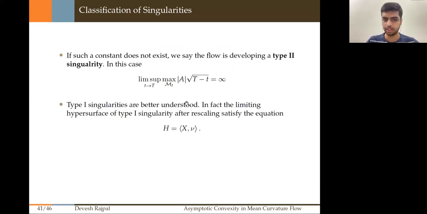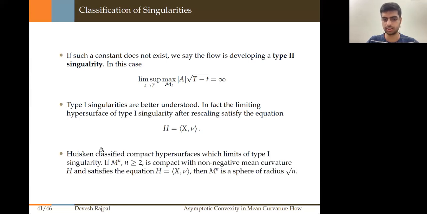Now, type 1 singularities are somewhat better understood, and in fact, there's another result called the monotonicity formula, which implies that a limit of a type 1 singularity satisfies a certain equation. So H can be given in terms of the inner product of X, where X was the parameterized function for our hypersurface, with the normal. And in fact, Huisken classified compact hypersurfaces. He stated a theorem that if M^n, with n greater than or equal to 2, is compact, with non-negative mean curvature, and satisfies this equation, then M is actually a sphere of radius square root of n. This is only for compact though. There's some different result for non-compact.